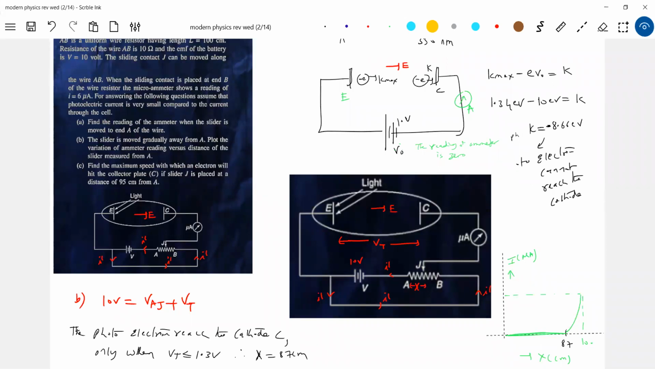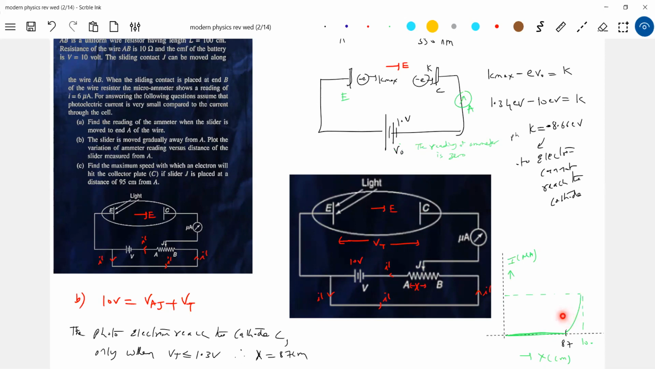Suppose the maximum kinetic energy ejected is 1 electron volt. If we consider some 1,000 electrons, out of that only a few, like 5 or 10, will have K max. Then more electrons, suppose 20, will have a little less than K max. Because the number of electrons having more kinetic energy is less, that is why increasing slopes. As VT decreases, along with K max, other electrons also start coming and striking the cathode. As I decrease VT more, their rate will also increase. That is why current will increase exponentially.